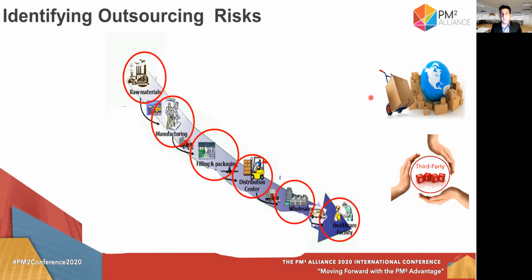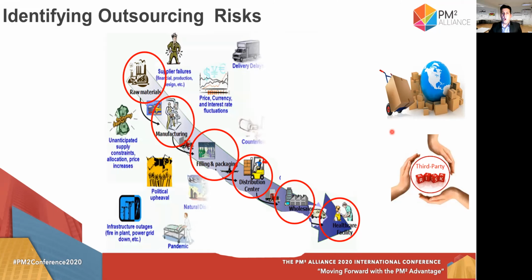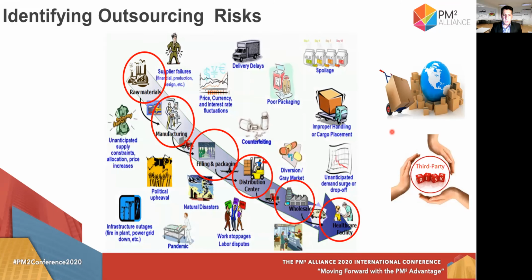In case your project needs to outsource materials, activities, human workforce, then do not search only in the areas that you can see in red circles, which are the obvious ones. Think outside the box. Think about all the processes and all the stakeholders that can cause threats or opportunities to your projects. Like you can see here: delivery delays, price and currency fluctuations, spoilage, diversion in the grey market, pandemic, like we are experiencing today with COVID-19, natural disasters or political upheaval, the black swans, risks that you will hear about in a couple of hours, strikes, etc.